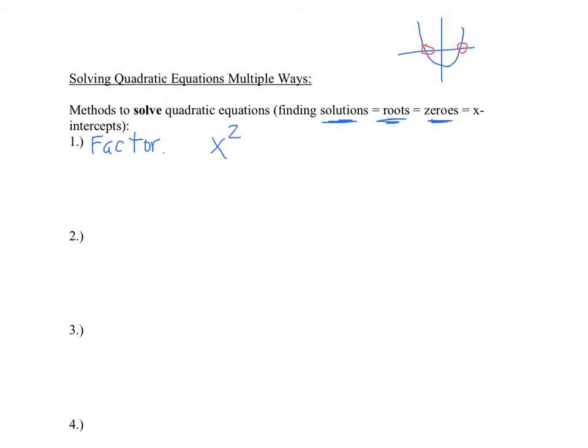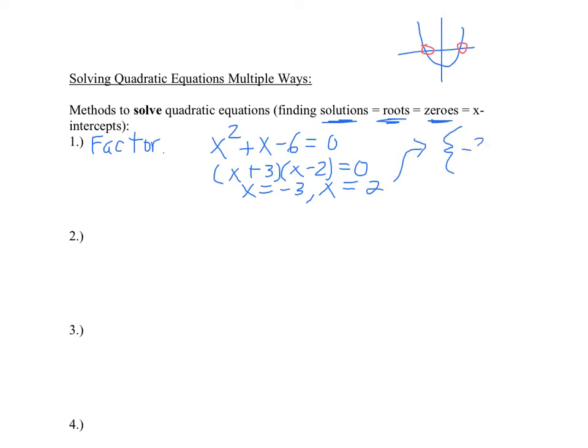So here's a quick example. x squared plus x minus 6 equals 0. If we're going to solve this quadratic, trying to figure out where it is equal to 0, well, we can factor: x plus 3, x minus 2, and then you set each factor equal to 0. You get x equals negative 3 and x equals positive 2. From there, typically we put these into a solution set. These are solutions or roots to that equation.